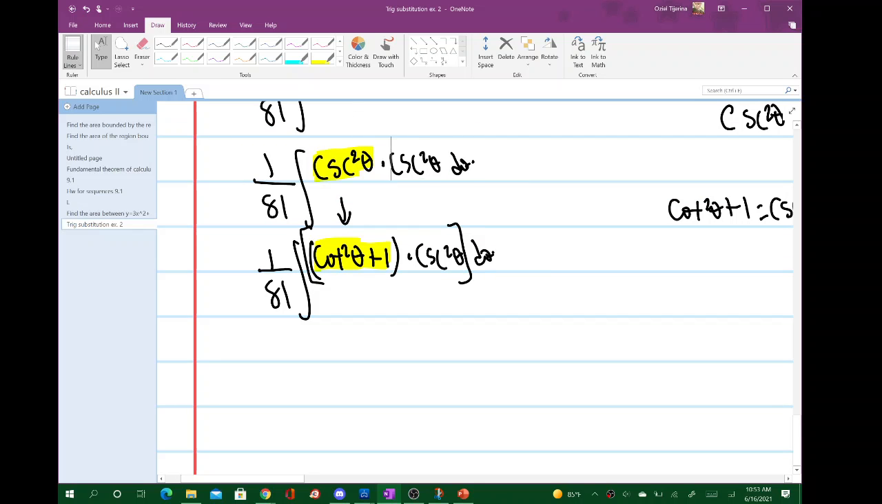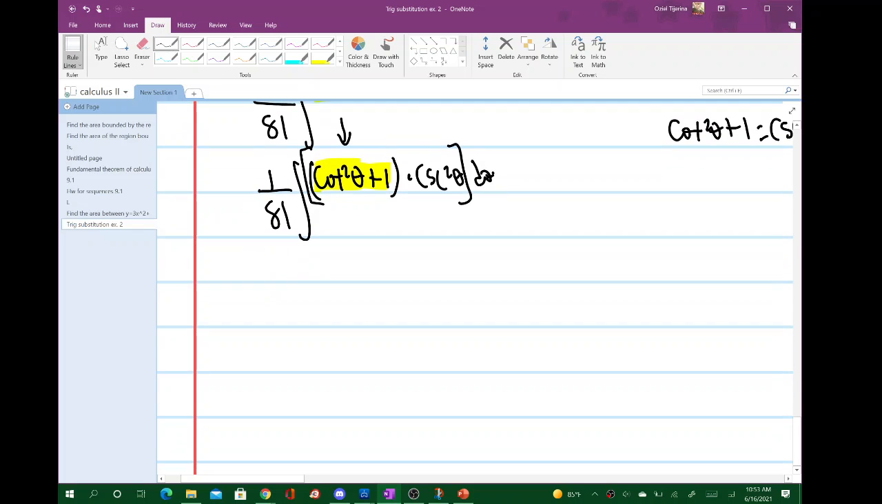So we can use u substitution. U can be equal to cotangent squared theta. Now the derivative of u with respect to theta is going to be negative cosecant squared theta d theta.